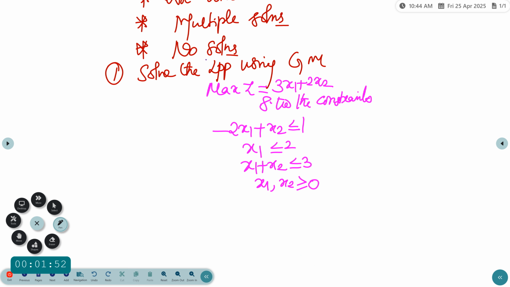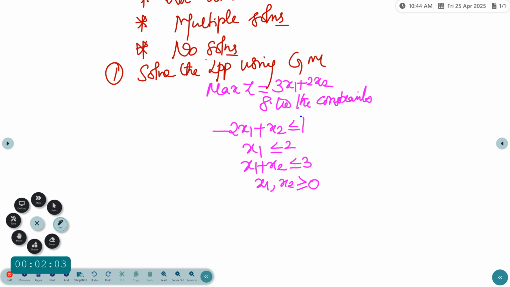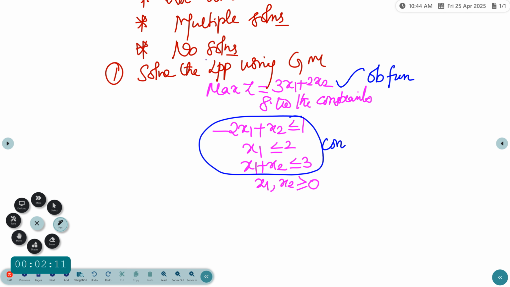Now let us see the solution using graphical method. Our first step, consider the inequality constraints into equations. These are called constraints. This function is called our objective function. These are our constraints, and this is our non-negative conditions. Now we are going to solve this problem using graphical method.